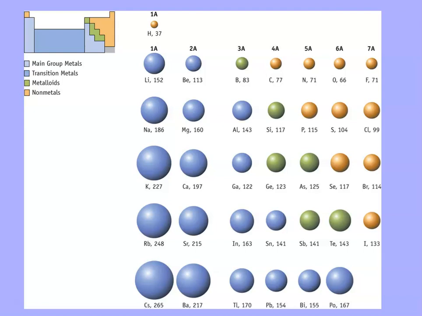When you're going down your groups, however, you're adding on filled energy levels, which shield or deflect that nuclear charge from the valence electrons. And because they are not able to hold on to those valence electrons as tightly, they're not as attracted to them, the valence electrons can distance themselves more from that positive nucleus. So we see that going down a group, our radius gets larger, going across a period, our radius gets smaller.